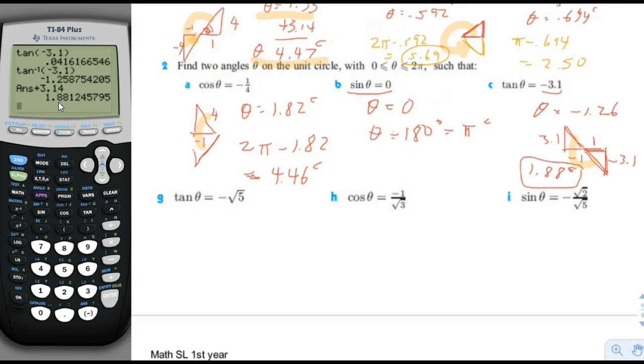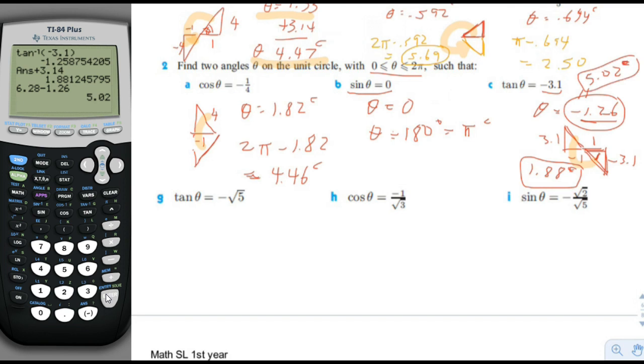And by the way, negative 1.26 is not a good way of saying what this angle is, because that negative 1.26 is not between 0 and 2 pi, right? So how do we make this so it's between 0 and 2 pi? We subtract it from 2 pi. So 6.28 minus 1.26. And that will give us 5.02. Okay, so this is actually equal to 5.02.